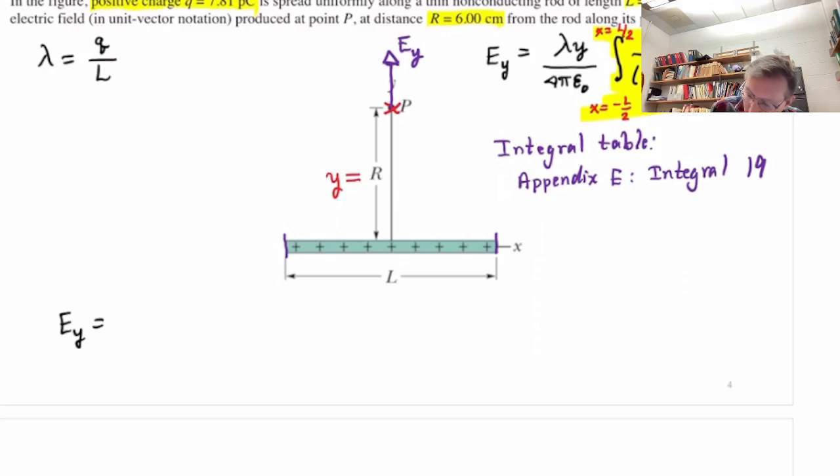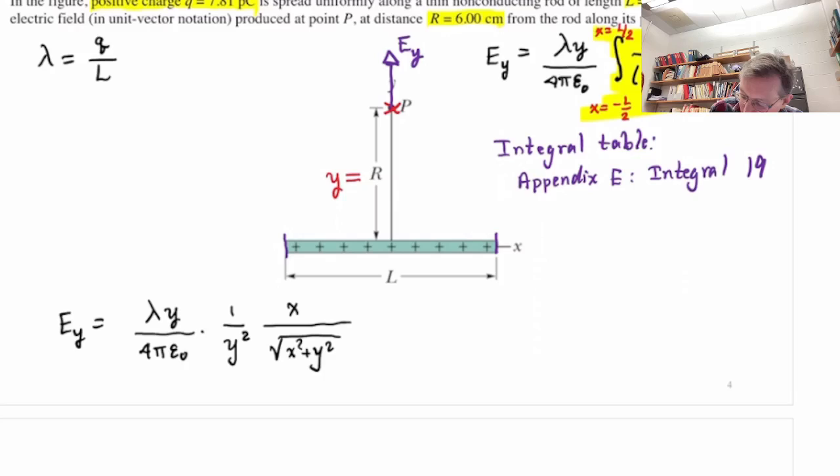Okay? All right, so after you've obtained the result for that integral, what do you have? So you've got this stuff out front. Okay, here's the result of the integral. There's a 1 over y squared. There's an x over square root of x squared plus y squared. And then you still got to put in the limits.